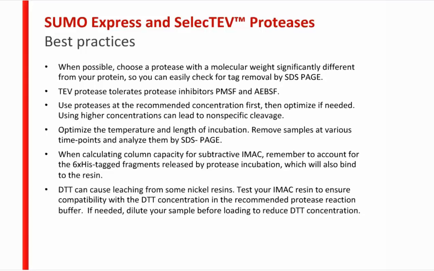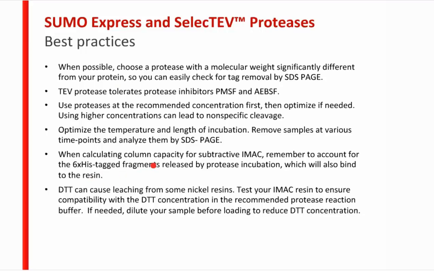We would also recommend that you keep in mind the 6-His tagged fragments and the 6-His tagged protease itself when you're calculating column capacity for that subtractive IMAC step, because those proteins will bind to the resin, and you want to make sure that they both are accounted for, and you're not exceeding your column capacity and flushing some of this through in your wash with your protein of interest and in your load.